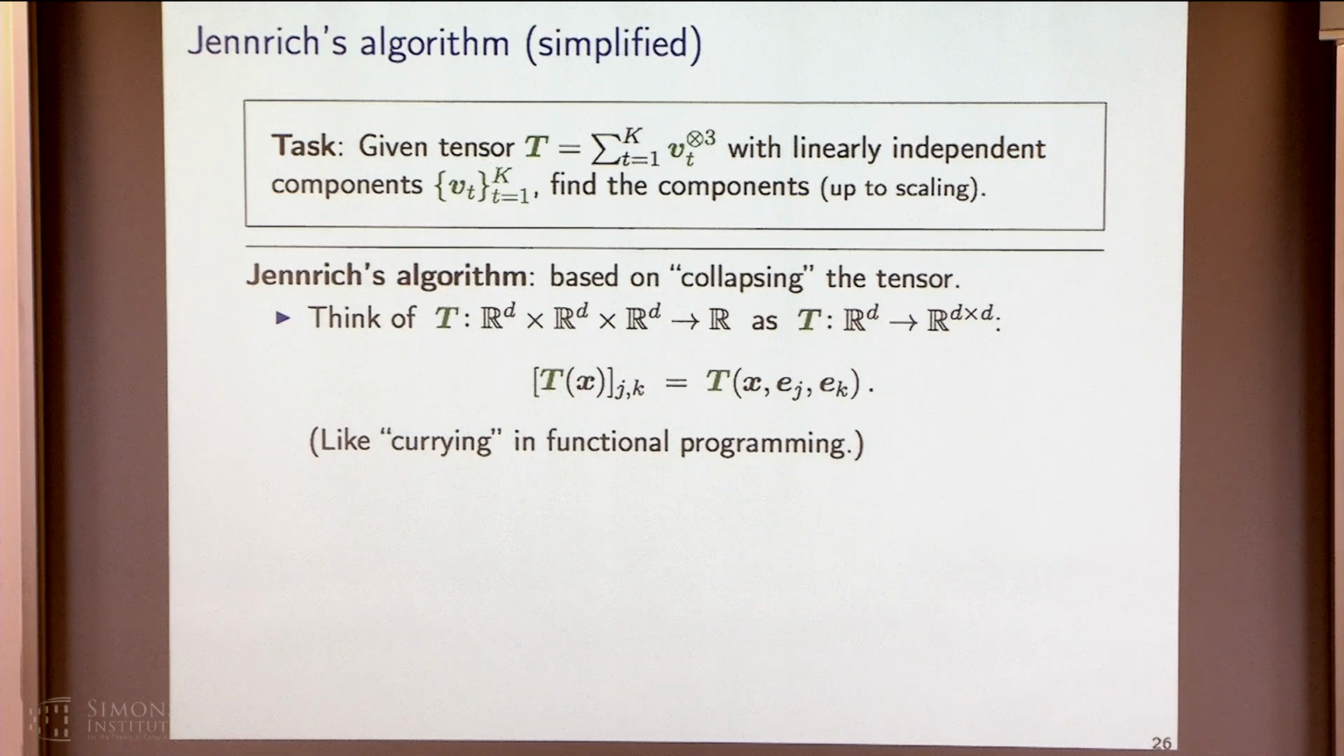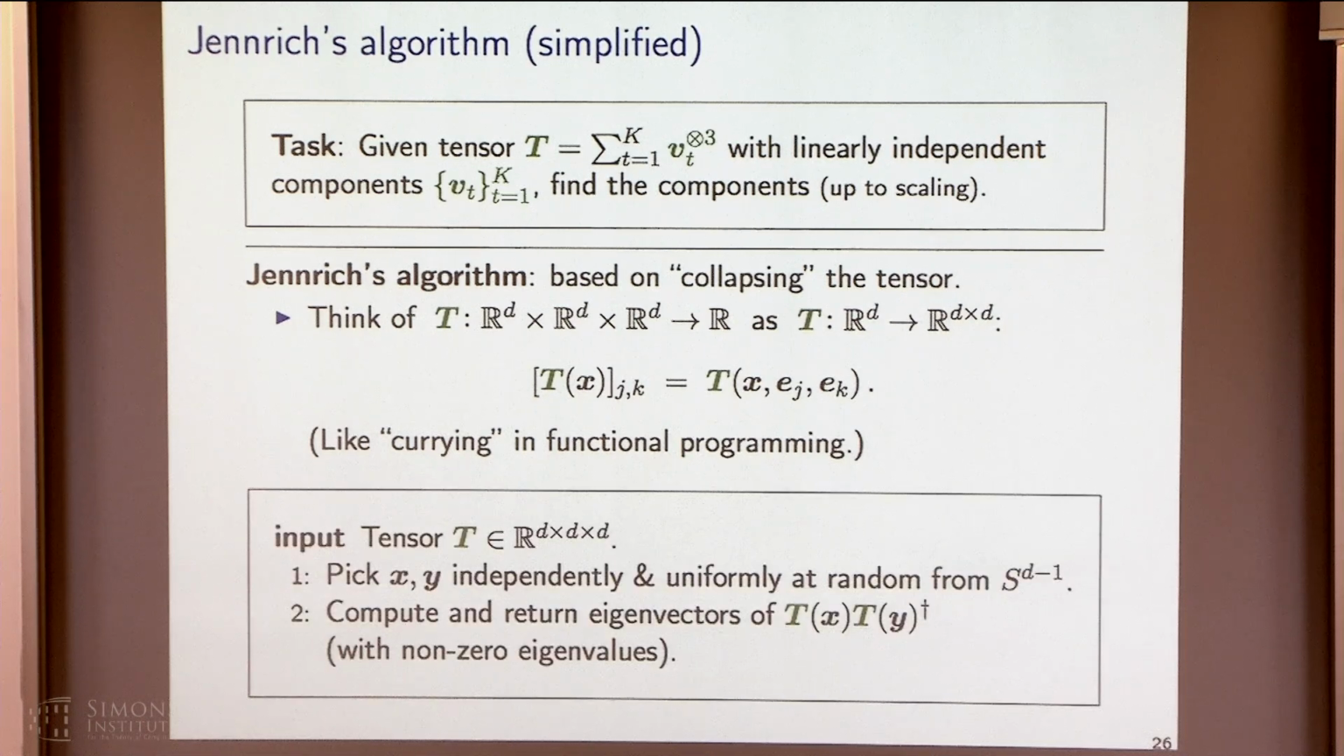Okay, so that's the basic tool in Jennrich's algorithm. The way it works is that you're going to collapse the tensor in 2 different ways. You'll do this using 2 different random unit vectors drawn uniformly at random, x and y. You collapse the tensor in 2 different ways with x and y, and then you compute this matrix product. So t of x is a matrix, t of y is a matrix. You multiply t of x and a pseudo-inverse of t of y. This is another matrix, and what Jennrich's algorithm will do is then just return the eigenvectors of that matrix, the eigenvectors corresponding to non-zero eigenvalues.